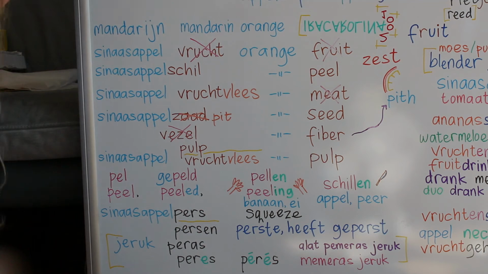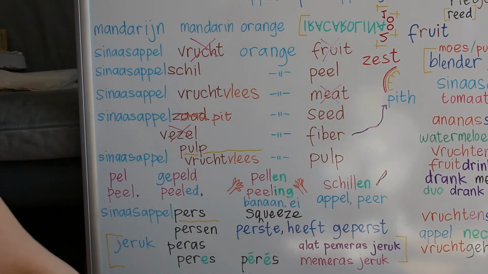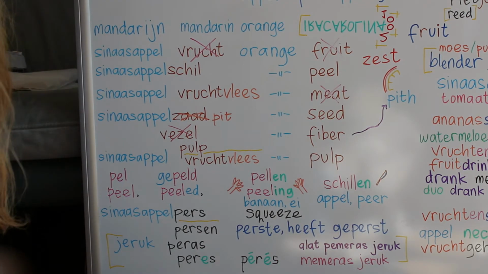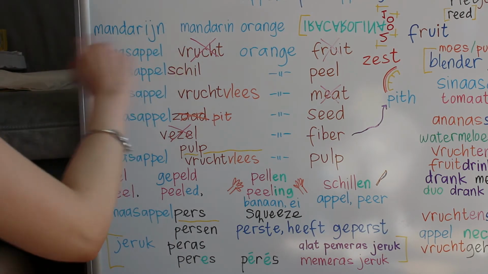Hi, today we will learn Dutch, or Netherlands, about parts of an orange. Let's start it. In the Netherlands, we have Mandarin orange, which is quite popular because some people bring it for lunch. We call it mandarijn.